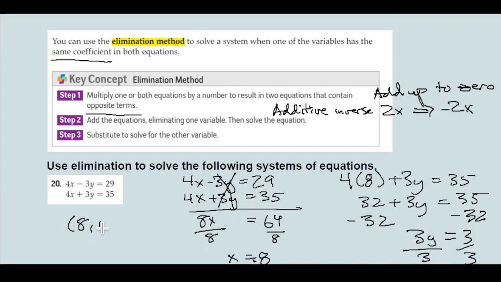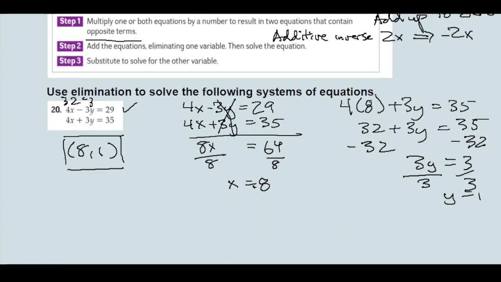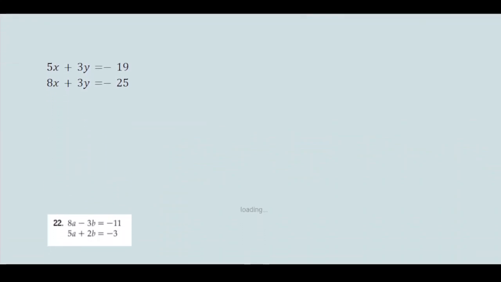Now what you can do is take this point and plug it in here and see if it still works. If I go 4 times 8, it's 32, and 3 times 1 is 3. So is 32 minus 3 equal to 29? Yes, it is. So it checks out, and that is your solution. It's a straightforward way of doing this. In the same video, I'm going to do another example for you.